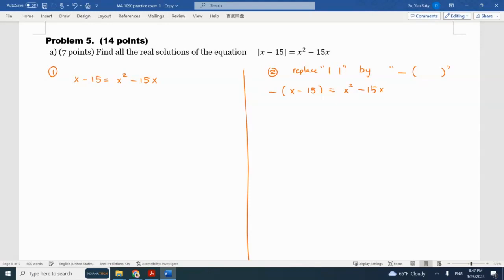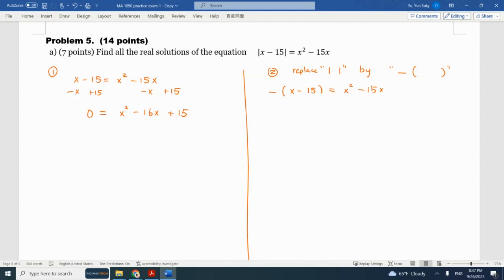Okay. Now you have a quadratic equation. How do you solve a quadratic equation? Move all the terms to one side. So here we move the x to the other side, so we subtract x. Move the 15 to the other side, we add 15. Then your left-hand side is 0. Your right-hand side, x squared minus 15x minus x is minus 16x, and then plus 15.